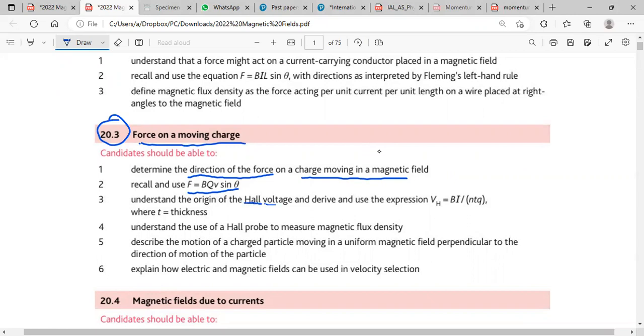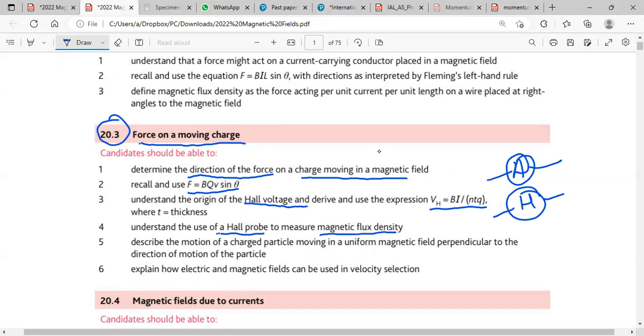And then we have to look at a very important thing, Hall voltage. Hall probe is the device which is used to measure the magnetic field strength directly, like an ammeter is used to measure current. In a similar way, Hall probe is used to measure the magnetic flux density at any point. And then we'll understand the use of Hall probe to measure the magnetic flux density.